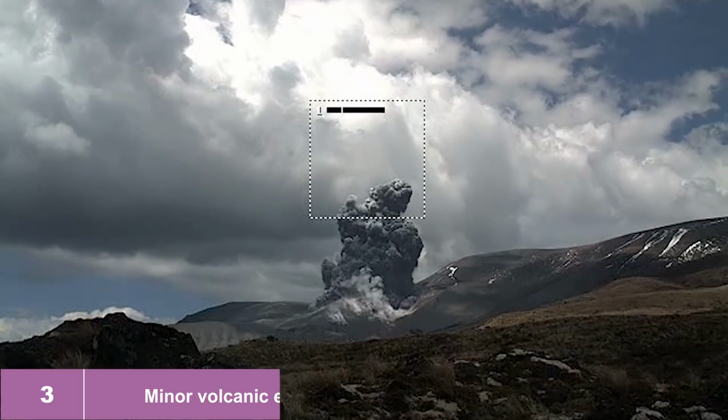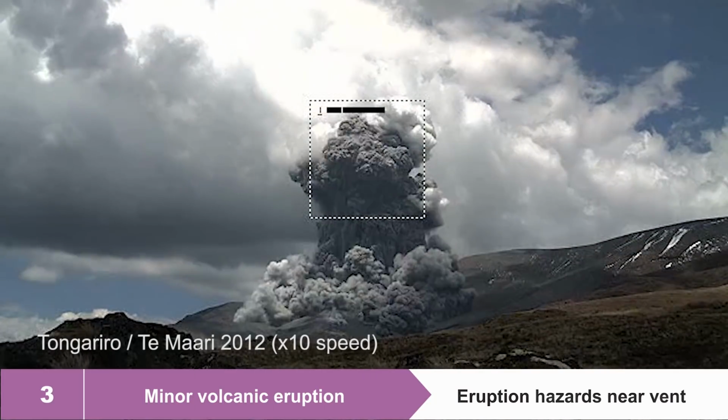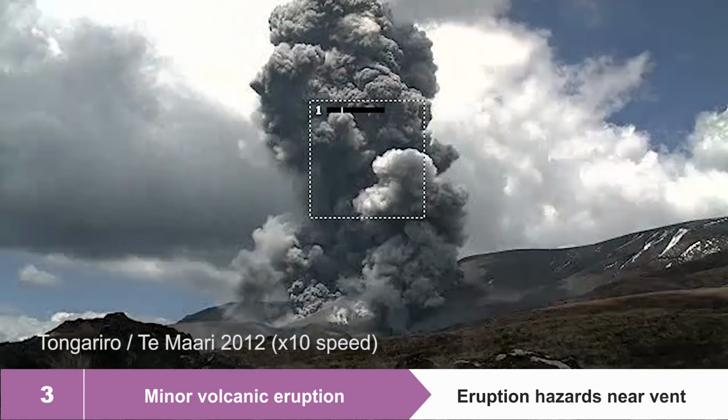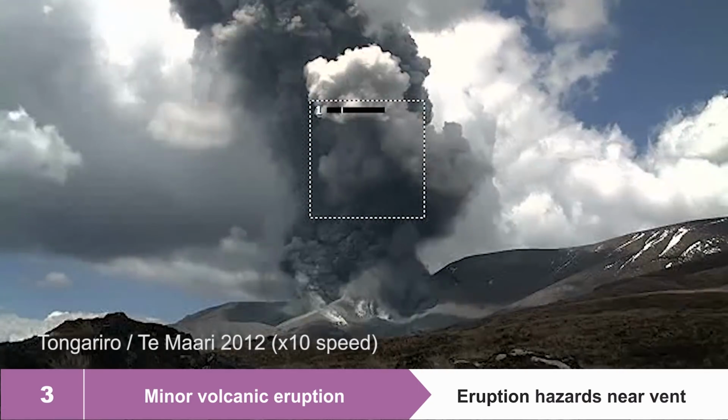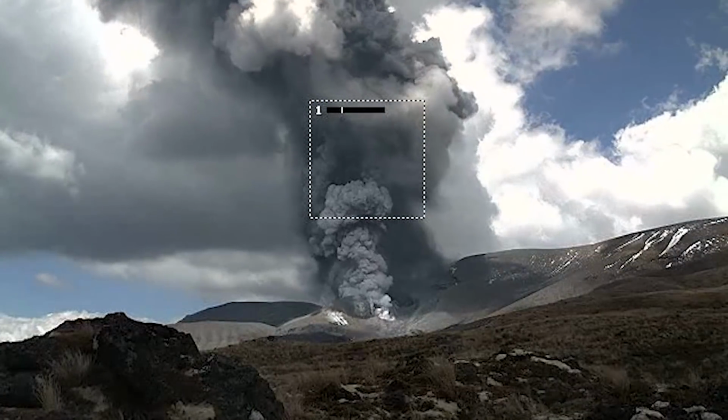Volcanic alert level three is a minor volcanic eruption. The eruption will be affecting just the area around the active volcanic vent, i.e. the summit of the volcano and near the vent.